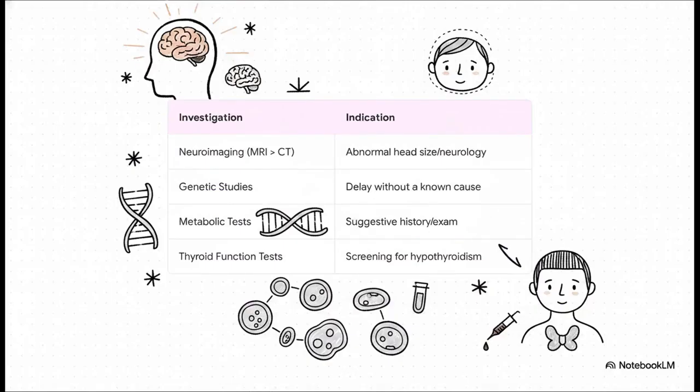When you're investigating, you have to be a detective. You don't just order every test in the book for every child. You use clues from your history and exam to guide you. This table shows it perfectly. For instance, you'd consider neuroimaging, and MRI is usually better than CT if the child has an abnormal head size or some focal neurologic signs. Genetic studies are really important when you just don't have an obvious cause, and screening for things like congenital hypothyroidism is pretty much standard for a comprehensive workup.